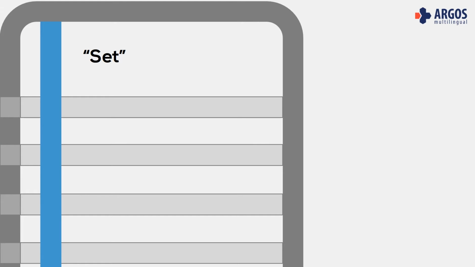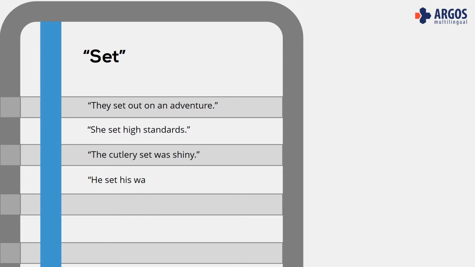According to dictionary.com, the word "set" has 119 different meanings. To make things more complicated, the same word can be used as a verb, a noun, adjective, part of a verb or noun phrase, or idiomatic expression. The word "set" is used differently in each of the following phrases. They set out on an adventure. She set high standards. The cutlery set was shiny. He set his watch. They were set in their ways. Or the question, are we all set?